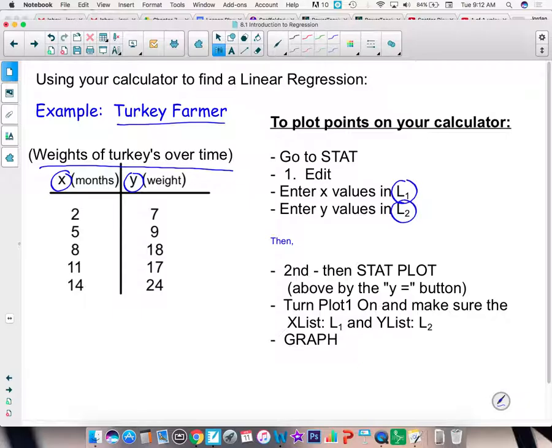You might have to clear out your old lists like they did in the video. You highlight the L1 or the L2 on the top and press clear, and it should clear that list for you. But go ahead and enter these in the lists. See if you can graph them and make a scatter plot of them, and then we're going to do a linear regression of them to get an actual line. So pause the video and go ahead and do that.